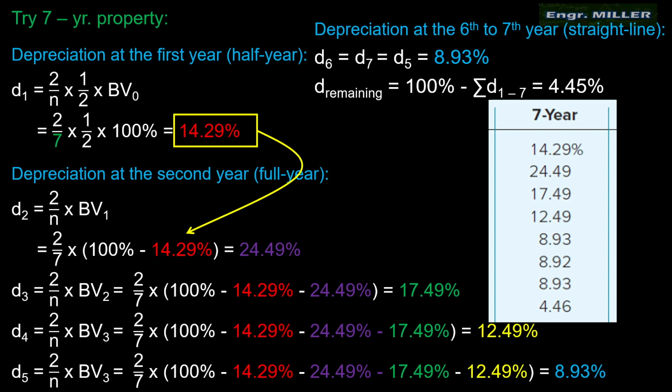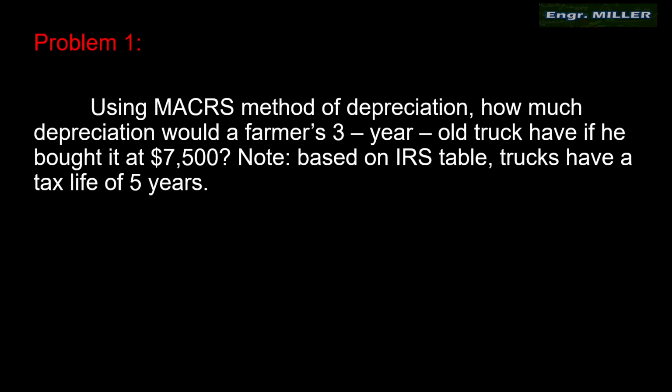Now, if we apply them in an actual problem solving, just like this one: using MACRS method of depreciation, how much depreciation would a farmer's 3-year-old truck have if he bought it at $7,500? Note, based on IRS table, trucks have a tax life of 5 years. Yung table kanina, 5 years. Yung truck. Okay? So, let's solve this problem.